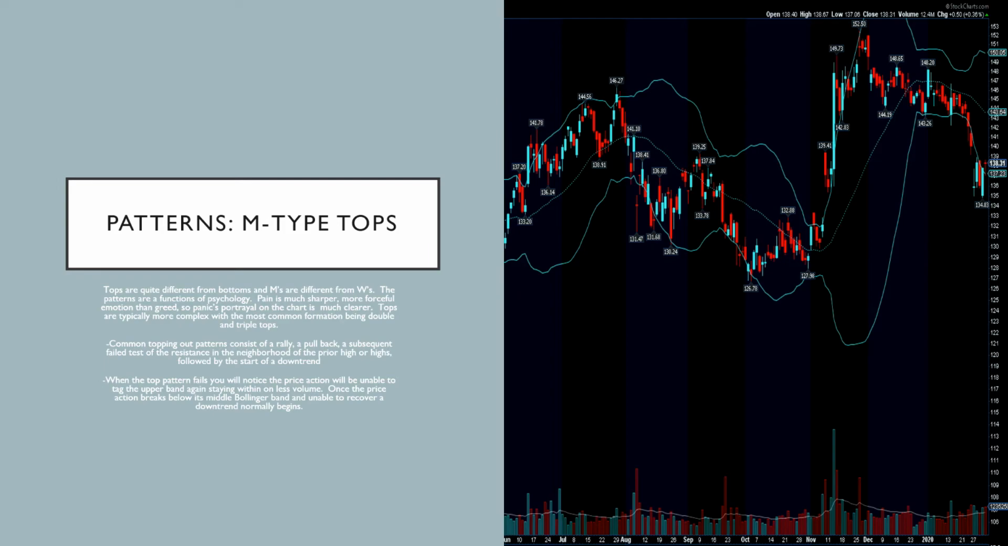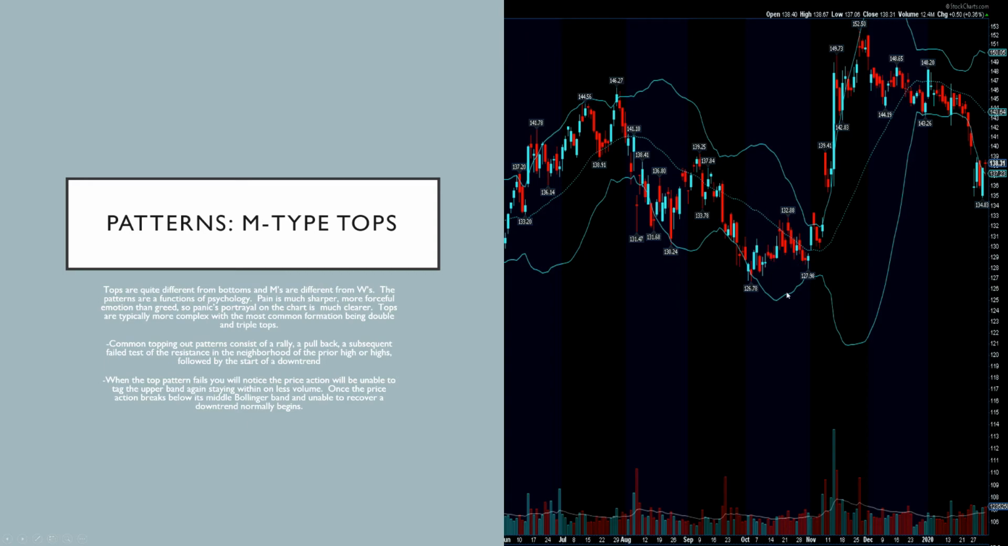When the top pattern fails, you will notice the price action will be unable to tag the upper band again, staying within the bands on less volume. Now, once the price action breaks below its middle Bollinger Band and is unable to recover, a downtrend normally begins. Okay, so here, looking at this ticker right here, matter of fact, this is Disney. All right, so we were watching Disney.